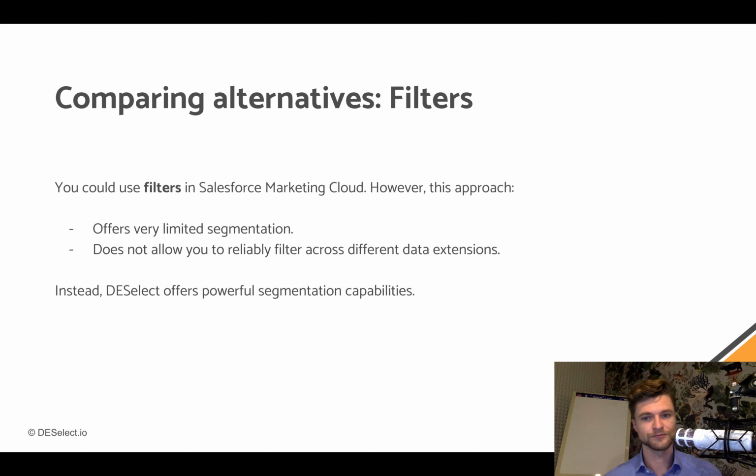All right, so those are the two key insights that we found on our projects, and that again helped us design DESelect. Now, I want to quickly pause here and have a look at some of the other alternatives in a bit more detail. So for instance, I mentioned filters before. These are a standard feature in Marketing Cloud. However, there are two issues. Filters offer very limited segmentation. Secondly, they don't even allow you to reliably filter across different data extensions. Whereas in DESelect, you can join together as many tables as you like and have really extensive filtering options on top of those.